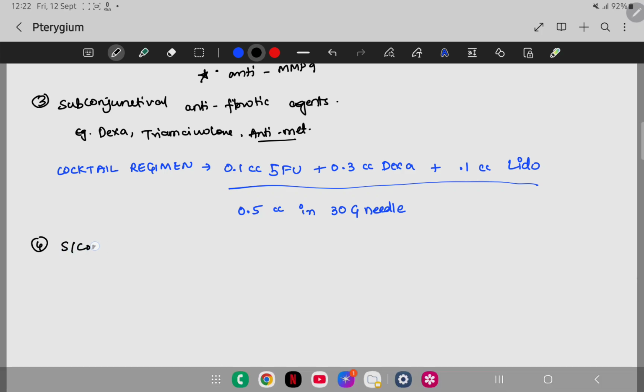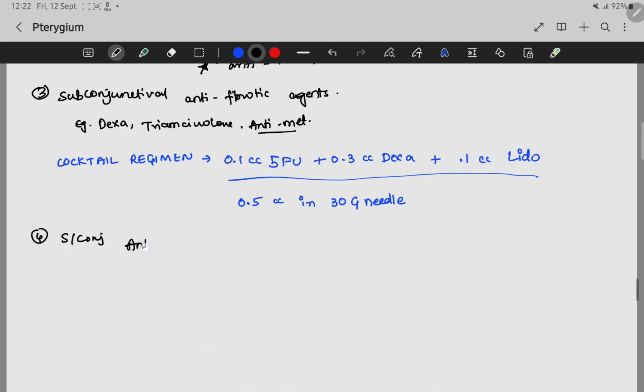subconjunctival anti-VEGFs, that is bevacizumab, given subconjunctival, or topical bevacizumab drops, 1% freshly prepared.